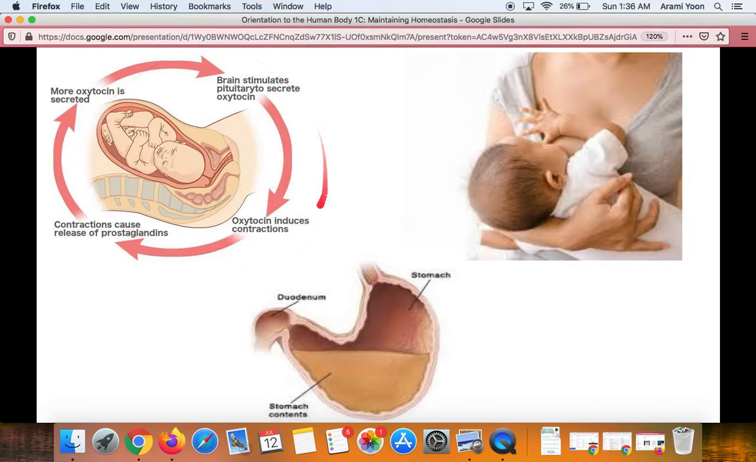And so it's this cycle that keeps going and going. The contractions get stronger and they get closer together. And the only way to stop it is for the baby to actually leave the mother's womb.